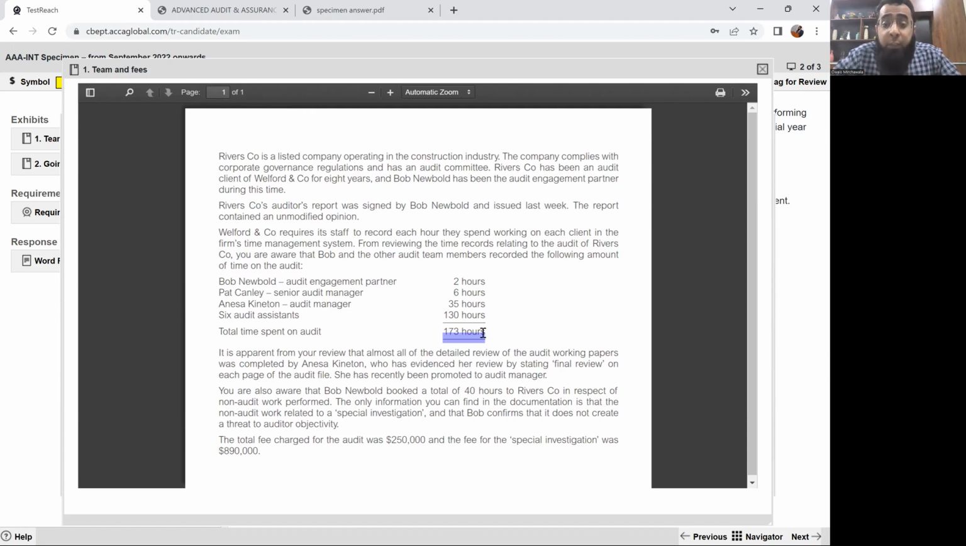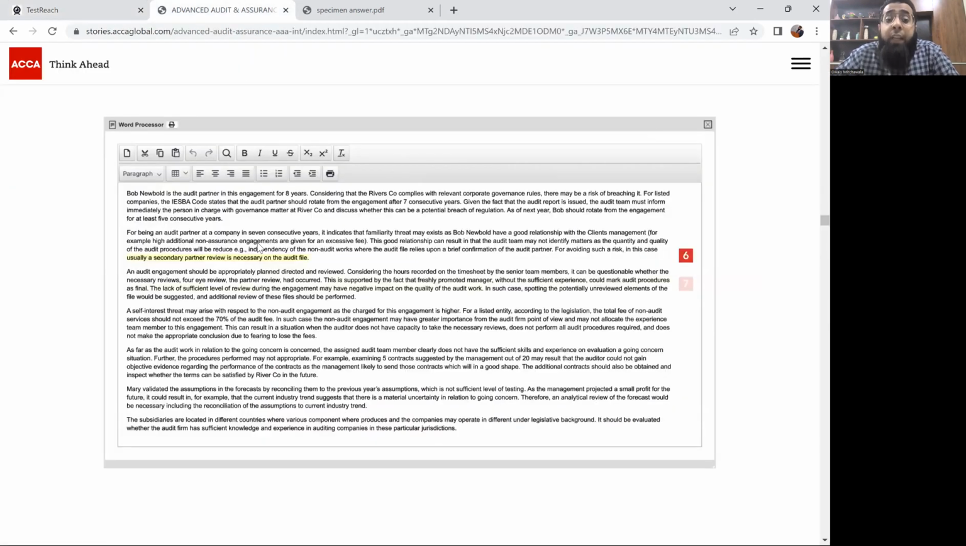If you remember, we wrote this point also. It is apparent from your review that almost all of the detailed review of working papers was completed by Anissa Quintin, who has advised her review as the final review on each stage of the audit file. She has recently been promoted to audit manager. So we identified this issue also, that a new audit manager is doing the final review. Why not the senior audit manager or the audit engagement partner doing such a review? So let's look at how candidate one drafted the points on this.